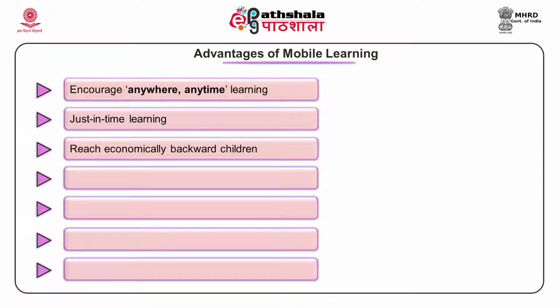Next point, reach economically backward children. It is affordable and user-friendly, so even economically backward children can benefit a lot from it. Next point, reach differently abled children. Students with learning difficulties and differently abled children benefit greatly from mobile devices. It gives them opportunities to feel like their peers and fosters a sense of normalcy. It's very important for social development when we are trying to mainstream all categories of children.